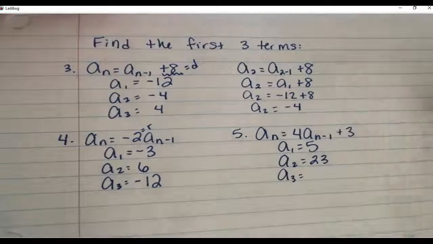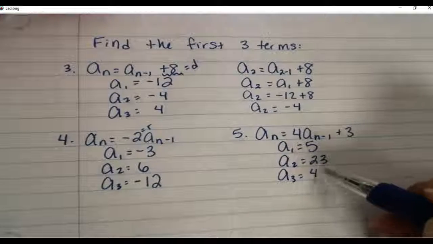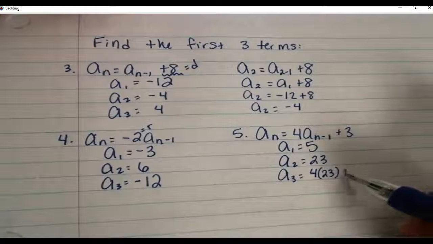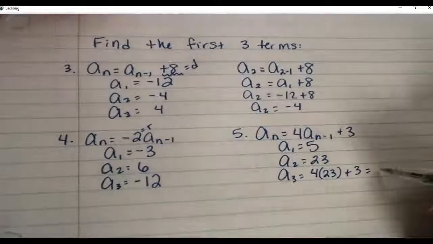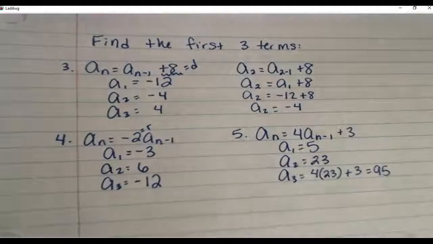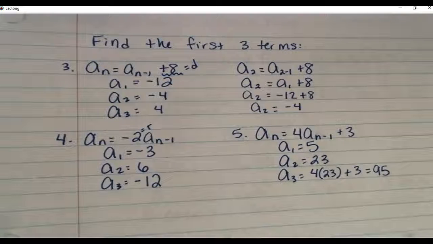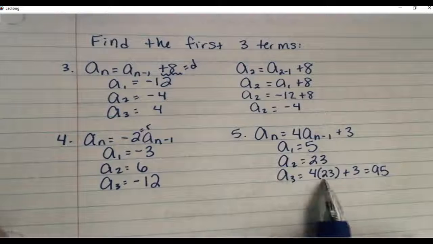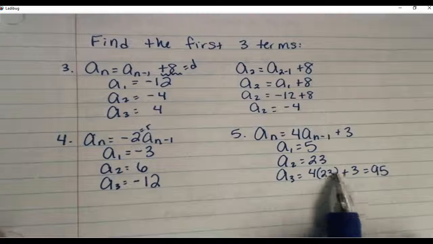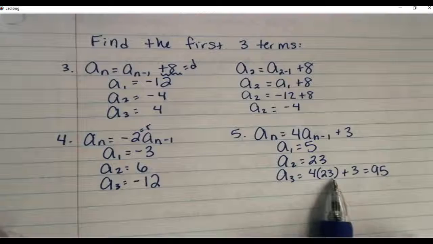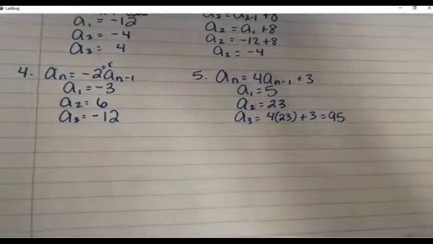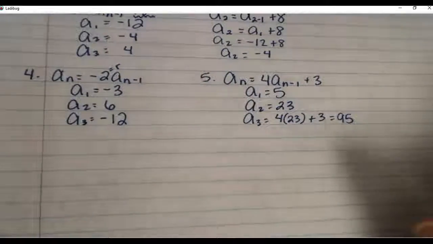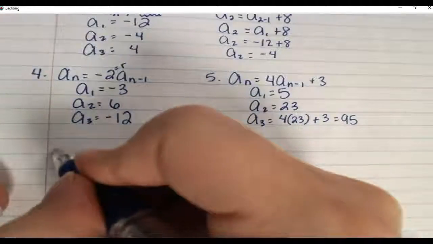So then for the third term, we do the same thing. We do 4 times 23 plus 3, good, which gives me 95. So explicit formula, you're plugging in the number of the term, 1, 2, 3, 4, 5, 6, 7. Recursive formula, you're plugging in the previous term. Questions? For whatever reason, recursive formula seems to trip people up, but it's really as easy as that.